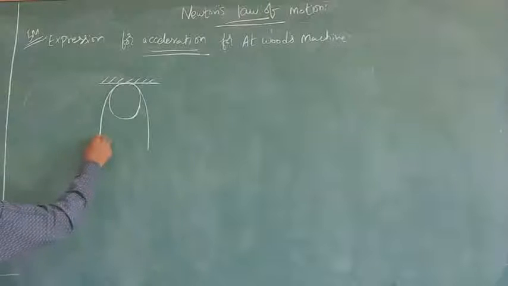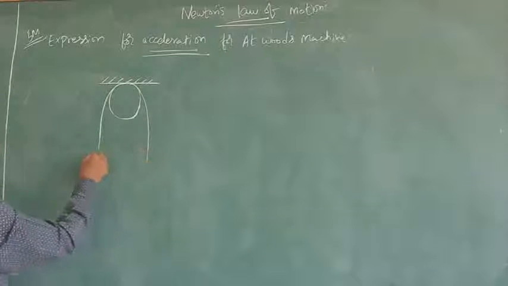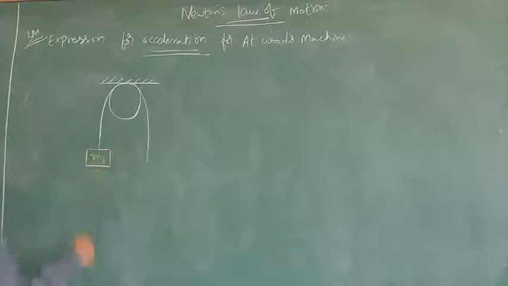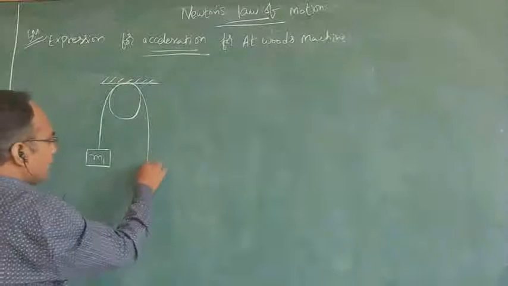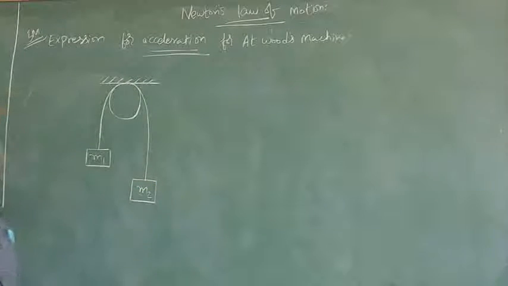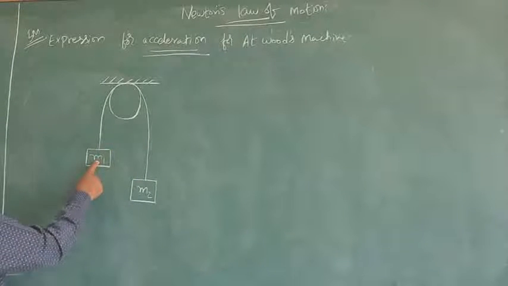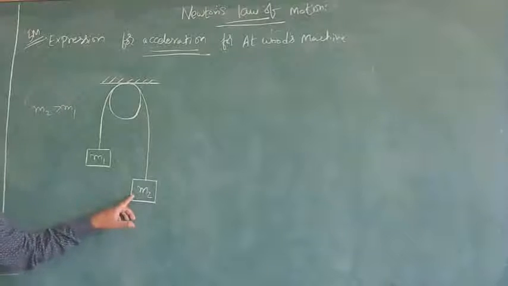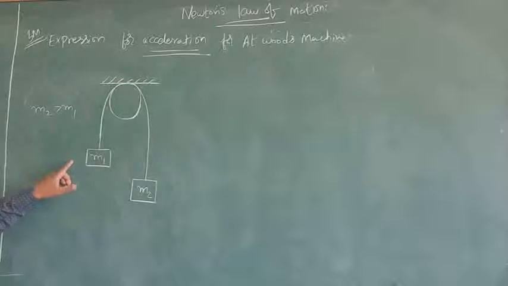Now I am giving the mass named M1, and here I am giving the mass M2. This is a string, this is a string. This consists of two masses M1, M2, and here M2 is greater than M1. So what is the meaning of this? The mass M2 is greater than the mass M1.